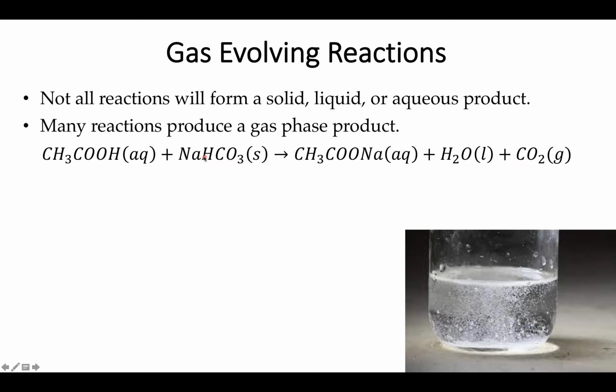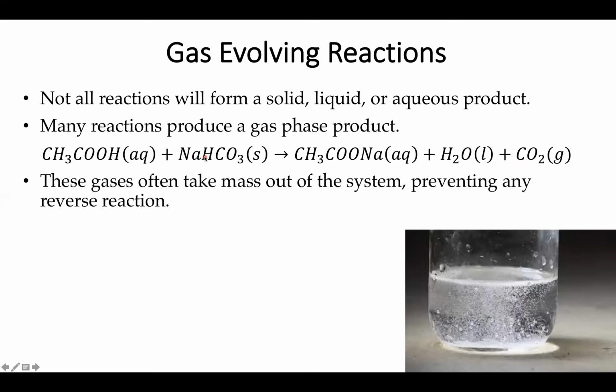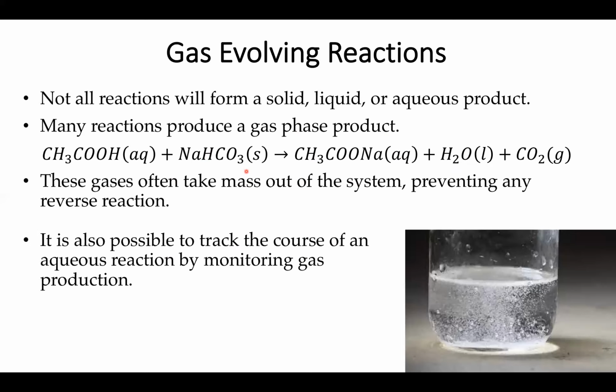So one of the reasons why these gas-forming reactions are very important is they tend to take mass out of the system, and this helps prevent any reverse reaction. So it's very hard to react CO2 and water to reform bicarbonate. You have to be very patient to make that work. And as a result, it's a very good way to make sure that reactions proceed in one direction and you get very good yields. Also, it turns out that it's a good way to monitor the course of a reaction. You can be sure a reaction has taken place if it's produced the gas.